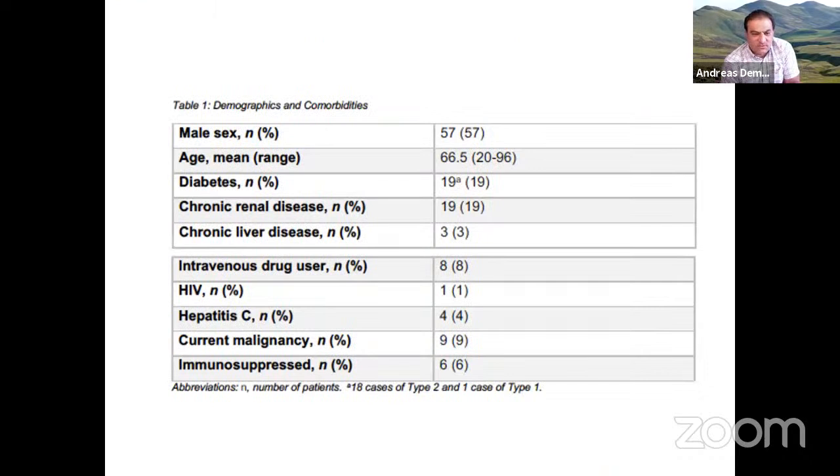And I'll share the details. Slight majority of males, average age of 66 with a very large range from 20 to 96. Only 19% were diabetic, another 19% chronic kidney disease, very small number with chronic liver disease, less than expected intravenous drug users, 8%, only 1 HIV, 4 hepatitis, and basically a few groups which are immunosuppressed, which were not the majority.